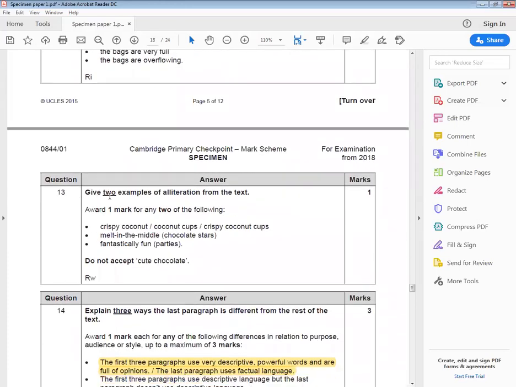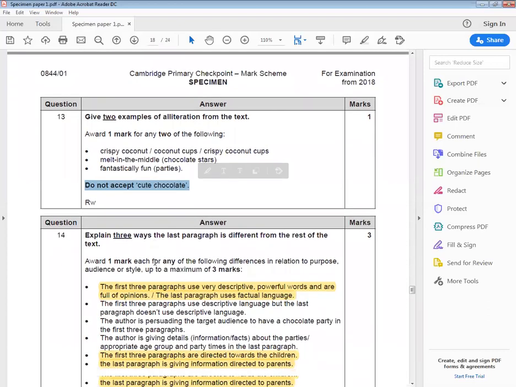Question 13, give 2 examples of alliteration from the text. Remember that when we get alliteration, take a look at the first sound, not the letter. Like crispy coconut or coconut cups, they start with the same sound. If you take a look at this note, do not accept cute chocolate, although they both start with a C. However, they do not start with the same sound. Do not forget that.